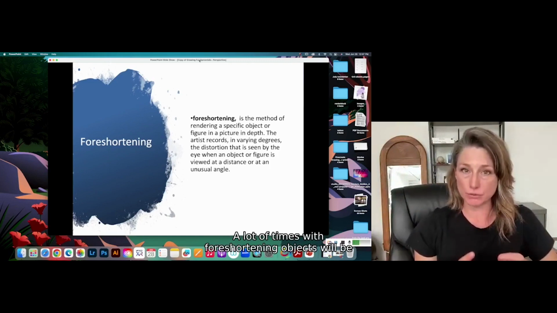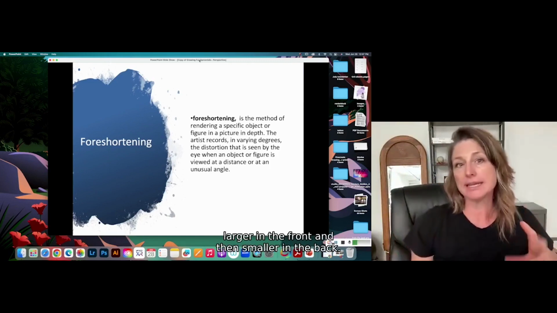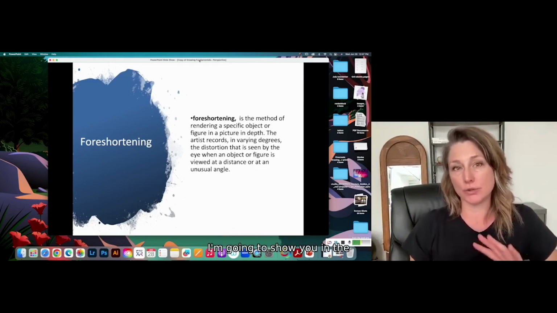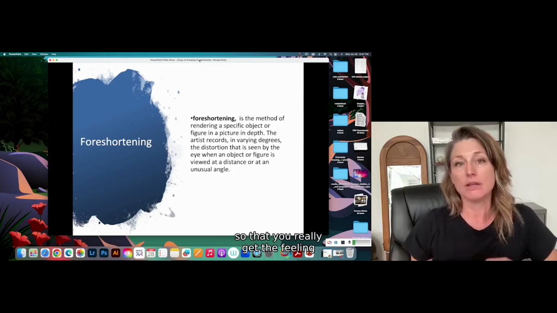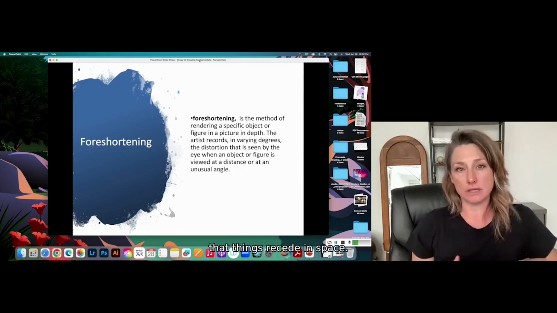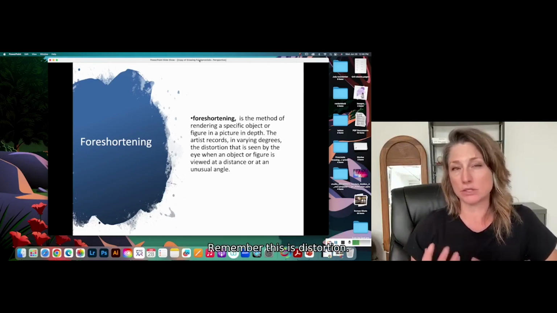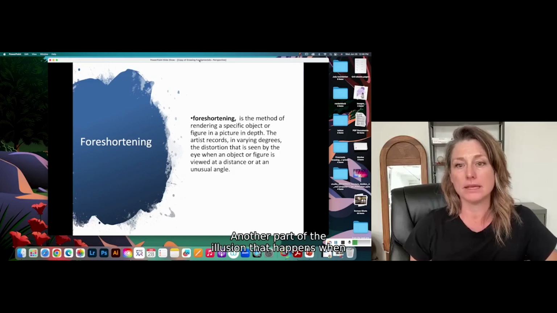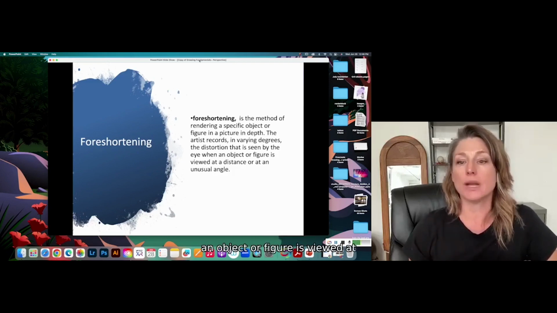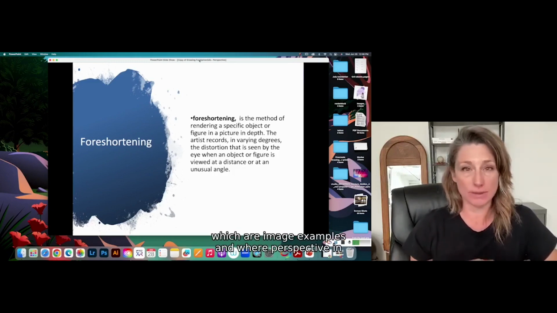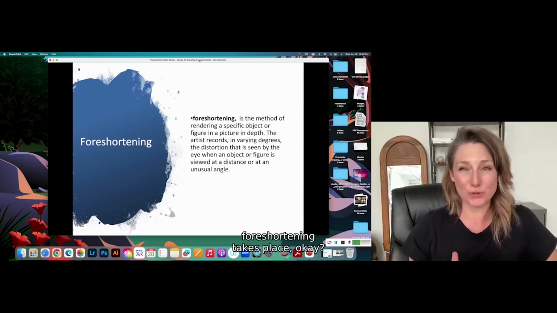So a lot of times with foreshortening, objects will be larger in the front and then smaller in the back. And sometimes there's a certain amount of exaggeration to this. I'm gonna show you in the subsequent slides where this happens, so that you really get the feeling that things recede in space. So foreshortening is a method of rendering a specific object or figure in a picture in depth. The artist records in various degrees the distortion, remember this is distortion, another part of the illusion, when an object or figure is viewed at a distance or at an unusual angle. Okay, so we're gonna look at the next slides, which are image examples, where perspective and foreshortening take place.